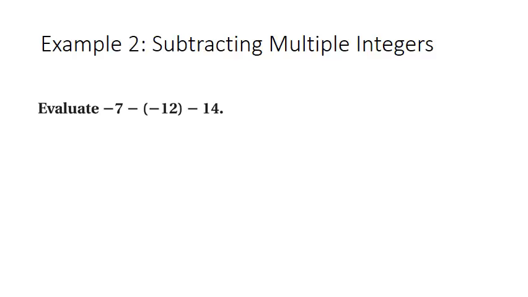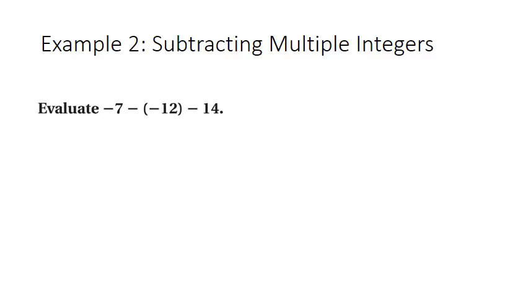So for this one, we're going to be subtracting with multiple integers because in real life, we don't always just have two numbers. We have more than two numbers to work with a lot of the time. So there's a variety of different ways that we can work through these. One of those ways is just to go right to left. So we can say negative 7 minus negative 12.